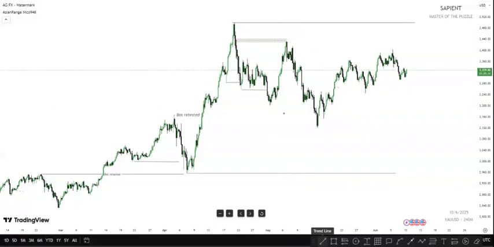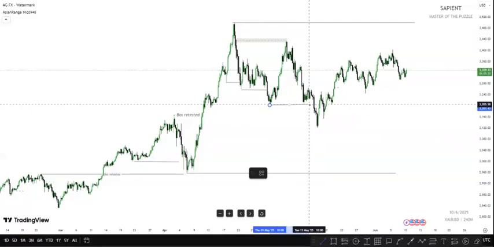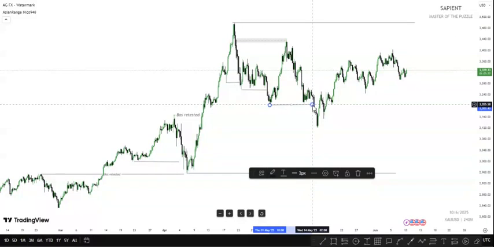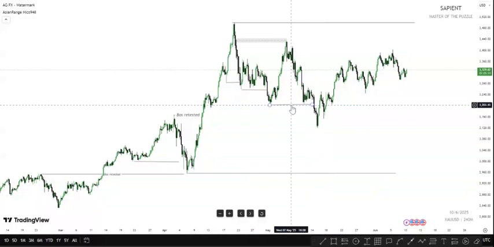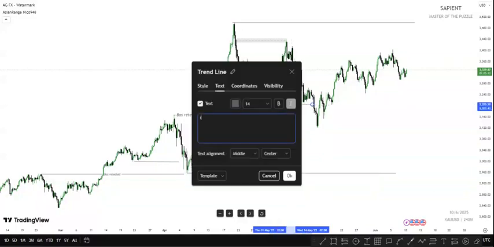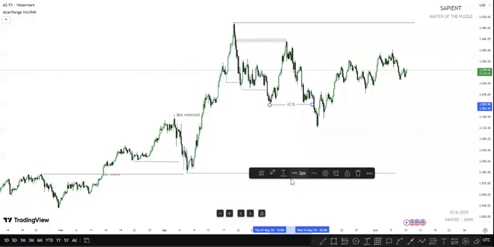Price broke this structure. Price broke another structure. Now the tricky part is that if you are not careful here, you might actually make a mistake. So now we have this internal break of structure, internal BOS, IBOS. The thing is that we have to be careful. And why do I say we have to be careful?